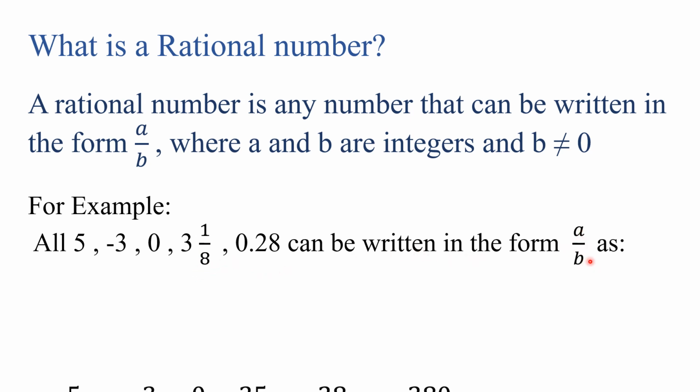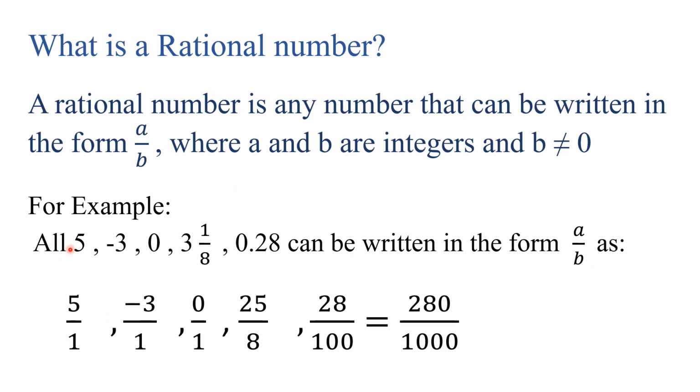over b. 5 can be written as 5 over 1. All whole numbers can be written as a fraction. Its denominator is 1. Also, -3 over 1, 0 over 1.